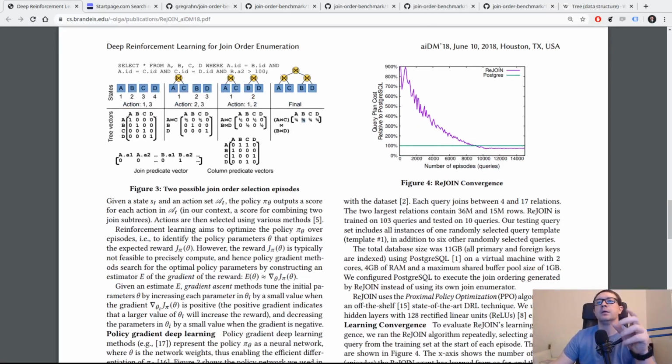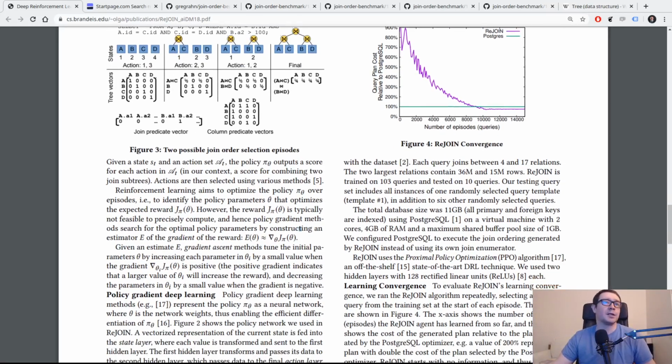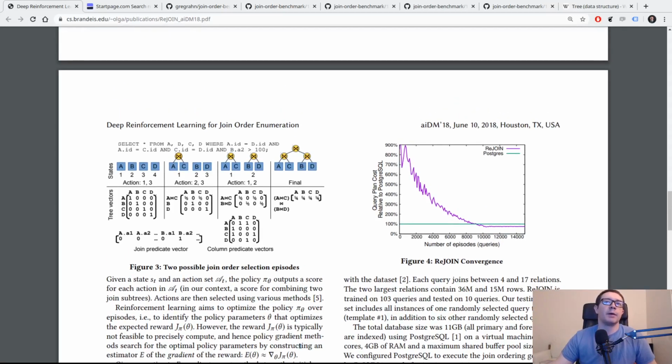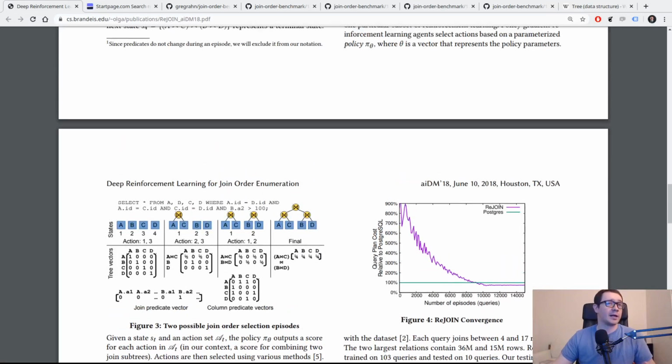So they talk about reinforcement learning, which we know about, aims to optimize the policy pi sub theta over episodes. In other words, to identify the policy parameters theta that optimize the expected reward. However, the reward is typically not feasible to precisely compute, and hence policy gradient methods search for the optimal policy parameters by constructing an estimator of the gradient of the reward. Okay, so it's a policy gradient method. And the policy is, in this case, the probability of selecting a given set of actions. So in this case, the set of possible actions are 1, 2, 1, 3, 1, 4. That's not clear to me either.